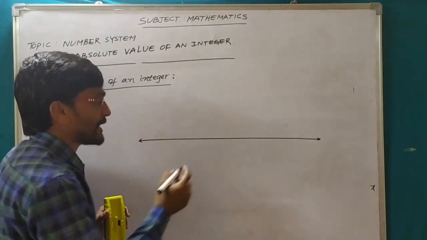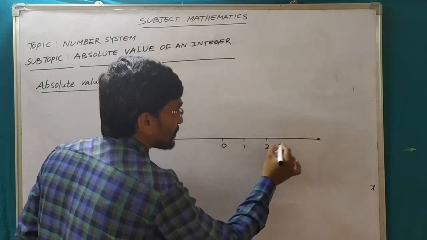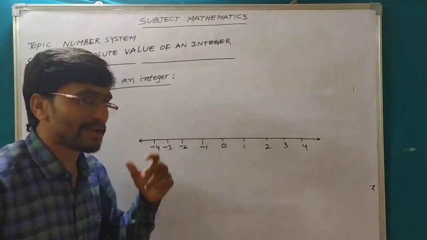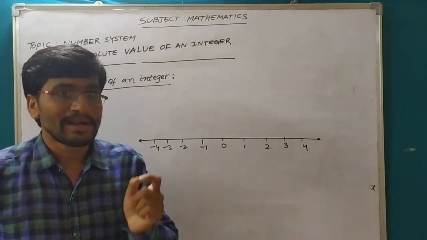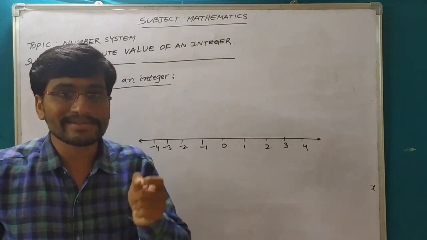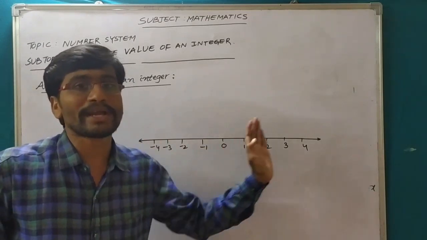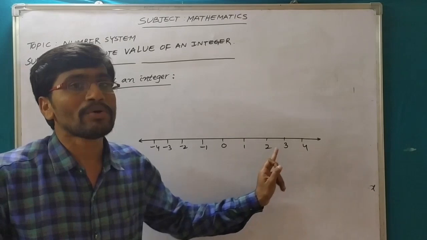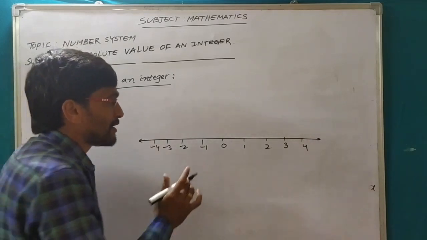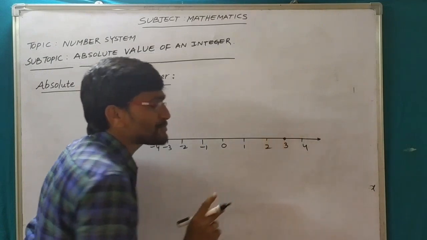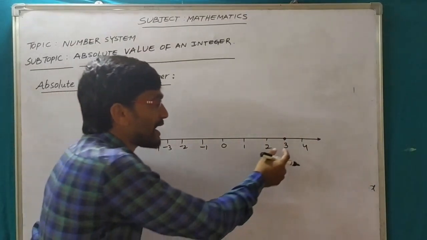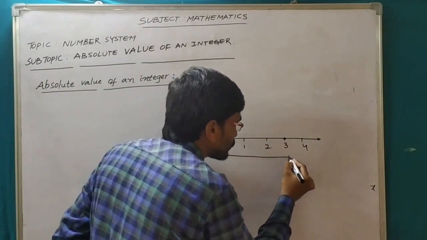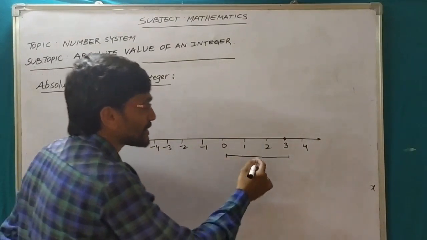If we observe through the number line, let us consider a number line of integers. The absolute value of an integer is nothing but the distance from 0 to any number on the number line. Let us consider 3. What is the absolute value of integer 3? It is the distance from 0 to 3.